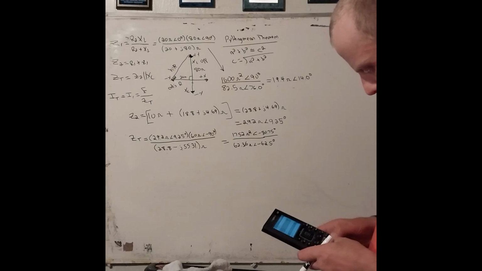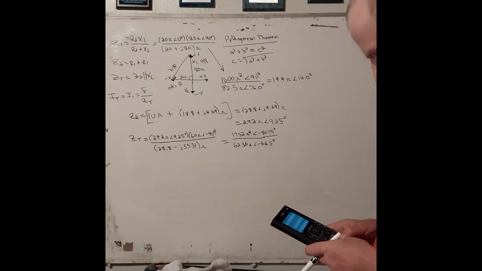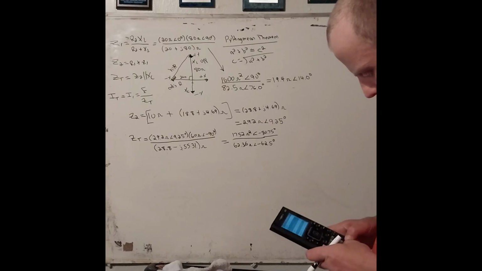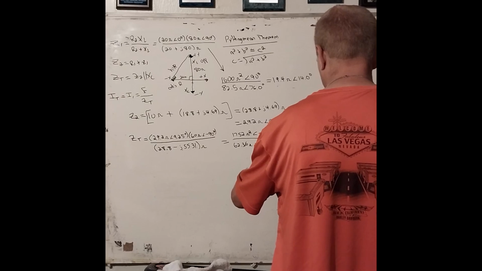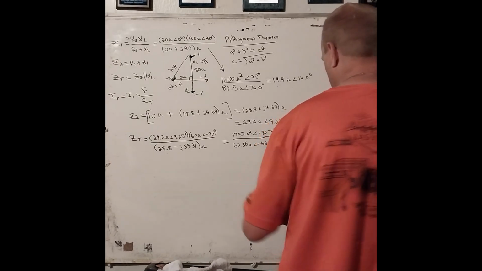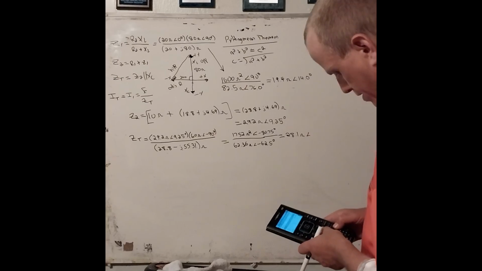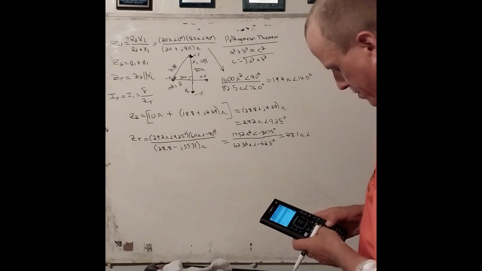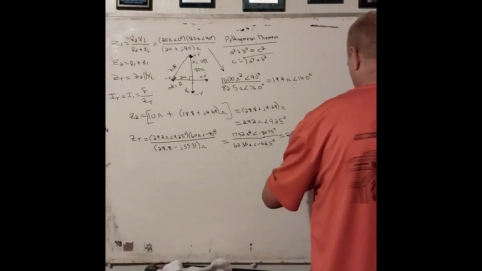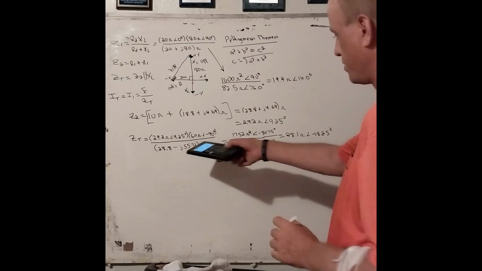1752 divided by 62.36 is 28.1. So the total impedance is 28.1 ohms at an angle of negative 80.75, and we're going to subtract that from negative 62.5, and that subtraction becomes an addition, but we still end up with negative 18.25 degrees. So we have the total impedance.